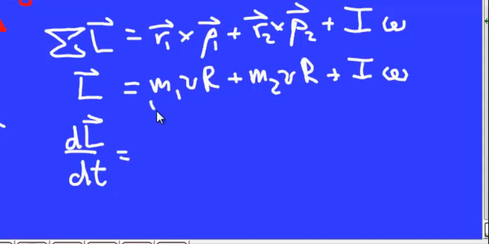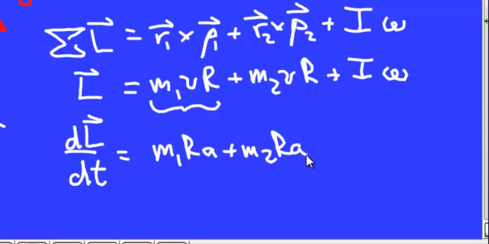expression. In this expression here, if we just look at this first one, right, m and r are constant, so we're really taking dv/dt, and I think that'll be familiar to you. That is going to be a, right, linear acceleration. So we have m1 ra plus m2 ra plus I is a constant, and then d omega/dt, right, the derivative of angular velocity, of course, is angular acceleration. So now we have an expression for the derivative of angular momentum with time.